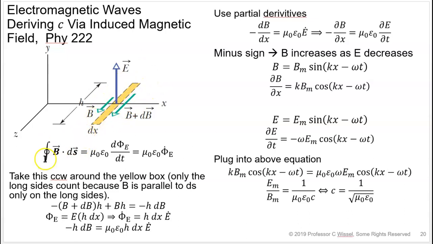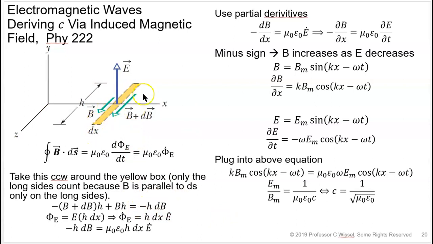And we're going to take this integral of B dot ds in this direction. We're going to go counterclockwise around the yellow box. Again, only the long sides will count because B is parallel. And remember, with dot products, only parallel counts. So in this case, we say minus B plus dB times H. That's this part. Plus BH equals minus H dB.